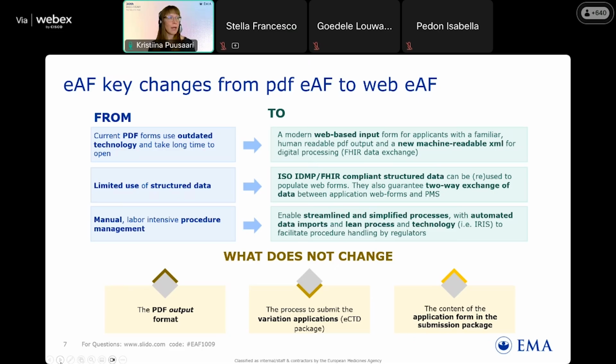So you will prepare your application form in the PLM portal, and then you will include the application form inside the eCTD. And again, the content of the application form in the submission package doesn't really change. So we are using all the same fields from the NTA form as before, but there is also some additional information included for the regulators where needed.